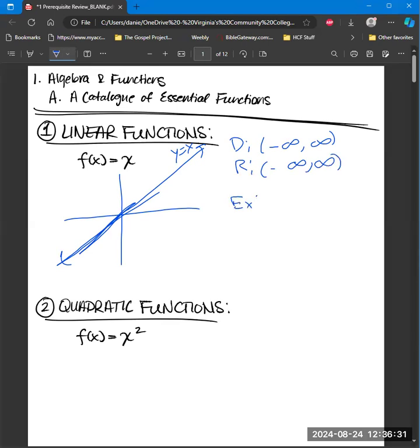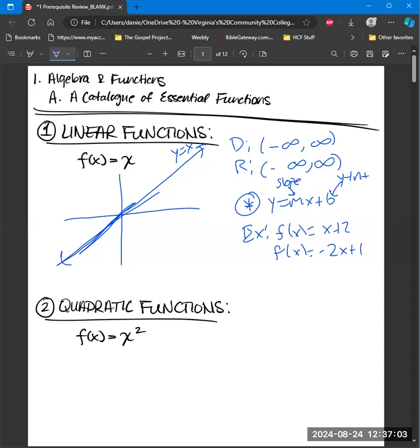Examples of this type of function would be anything in the form of y equals mx plus b. So, like f of x is equal to x plus 2, or f of x is equal to negative 2x plus 1. Something like that, where we have slope and we have a y-intercept here.